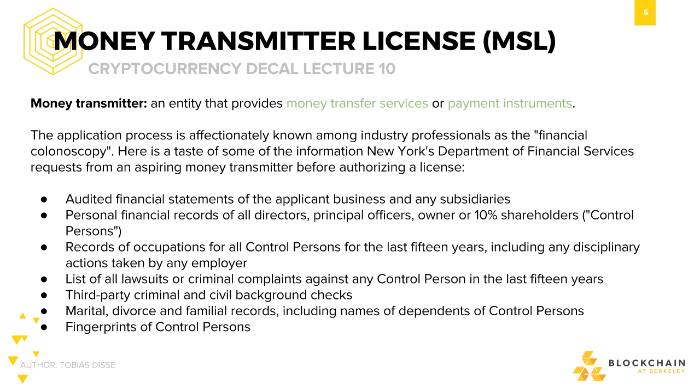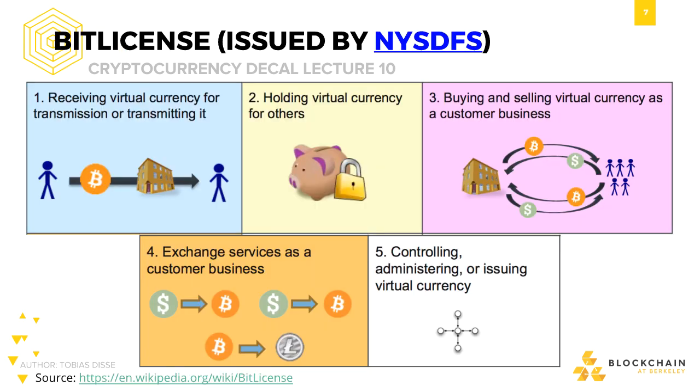All right, so there are all these regulations that the government is putting on businesses to make sure they're not misusing anything or trying to evade government laws, like anti-money laundering laws. So with a BitLicense issued by the New York State Department of Financial Services, you can do the following five things legally.